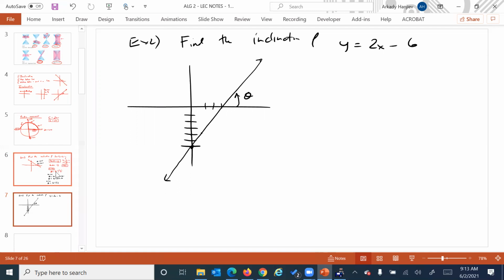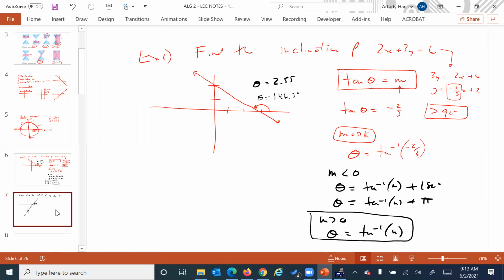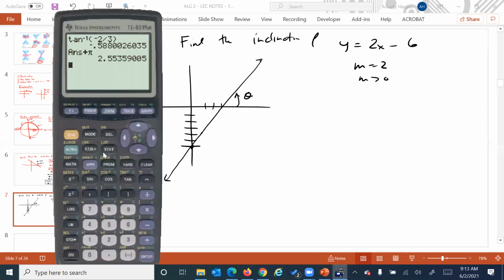Okay, so let's go back to our little notes here. If the angle measurement is positive, so m is equal to 2, so m is greater than 0. That's cool. So let's go radian measurement first, and let's go the other way here. We don't need to add 180 or pi anymore here. So let's go with tangent inverse. What's our slope over here?